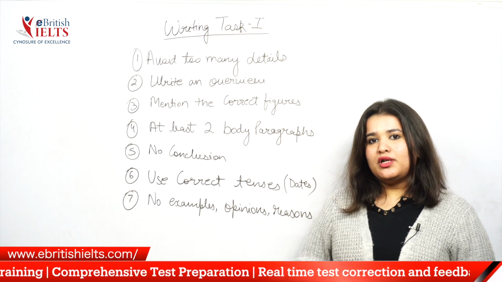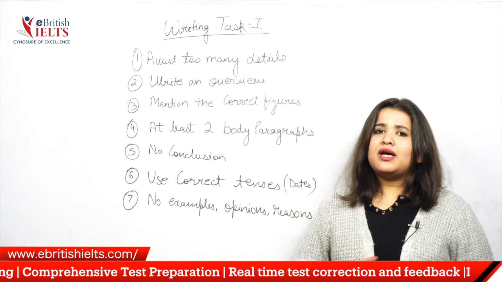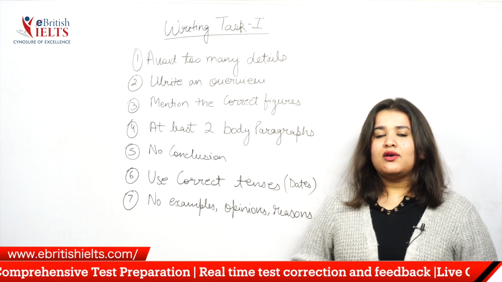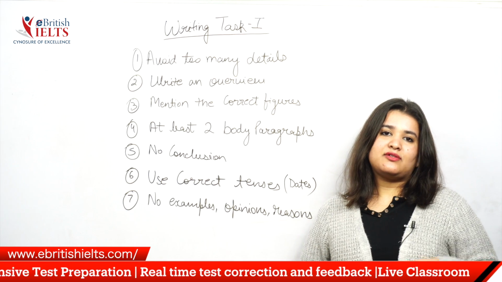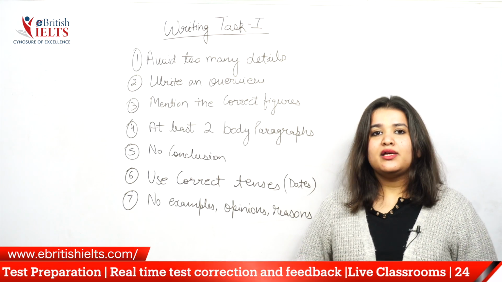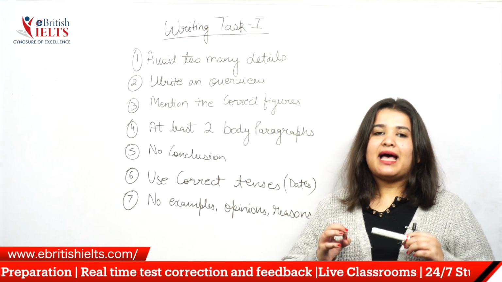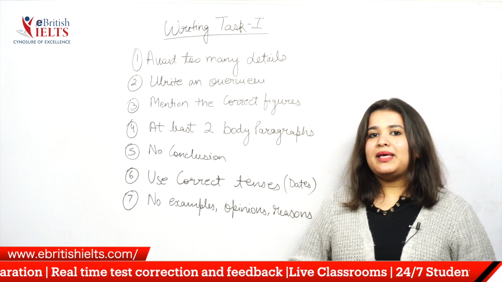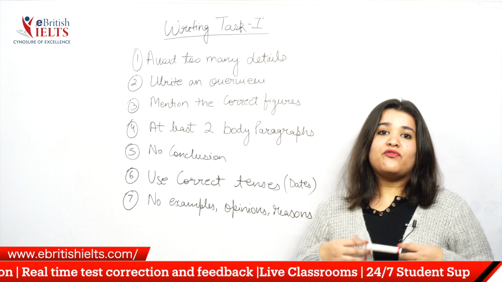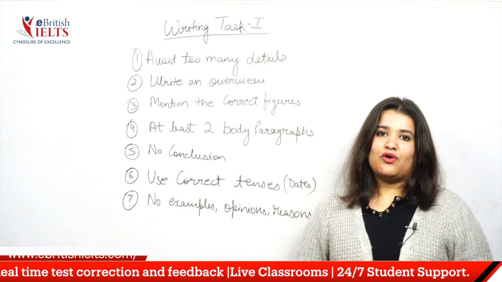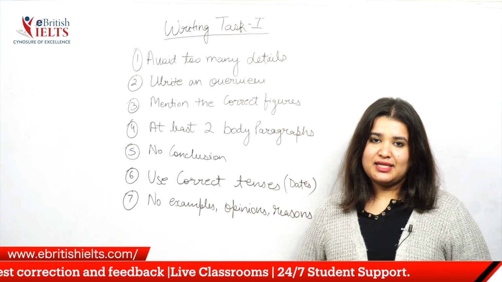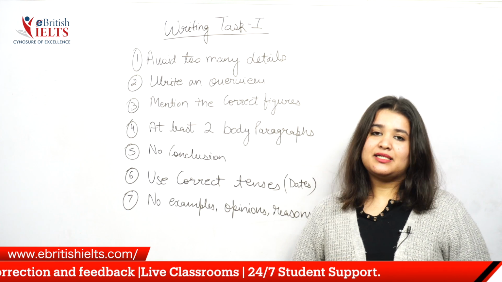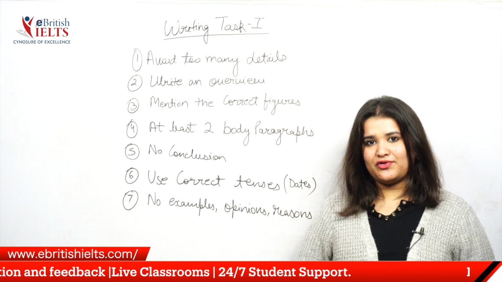Mention and quote only those facts and figures. You do not have to supply any reason for why a certain thing is following an upward trend or why it is following a certain downward trend. You just have to mention whatever is happening over there. Do not make any assumptions or provide any examples of your own. So these are 7 must-know tips and tricks that will help you write better answers in the writing task 1 of your writing module.